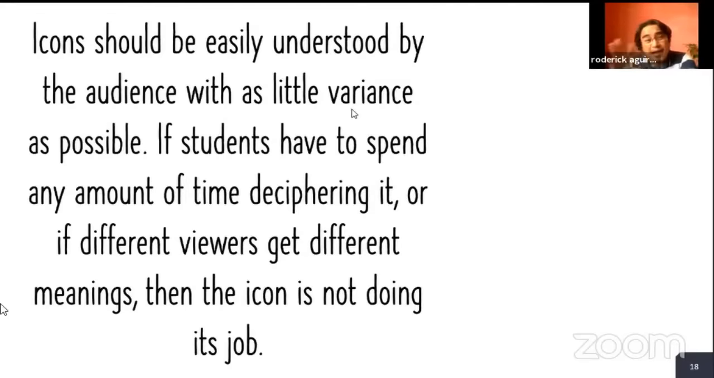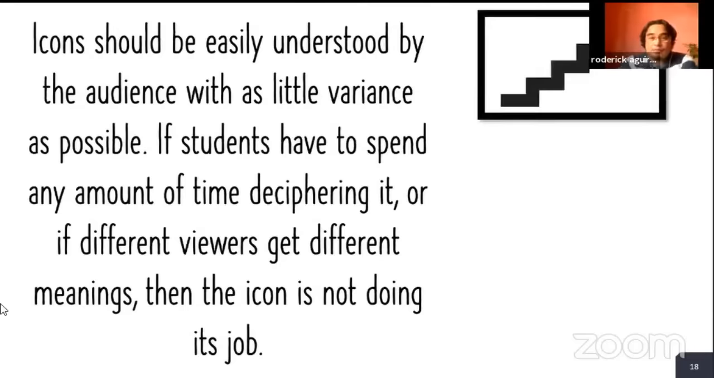It means the icon we used has many possible meanings. If students have to spend any amount of time deciphering it, or if different viewers get different meanings, then the icon is not doing its job. If the meanings vary, it's better that the icons we use have only one meaning. And if it has many meanings, then it's not an effective icon. A good example would be this.